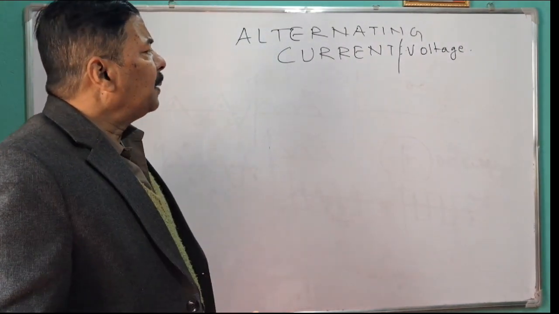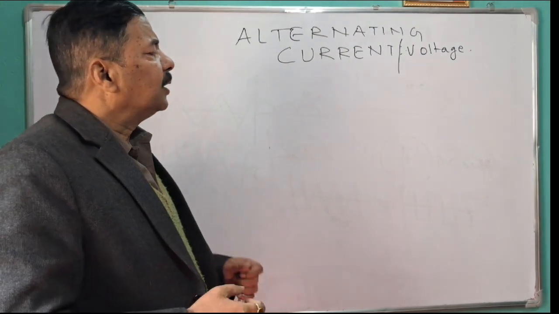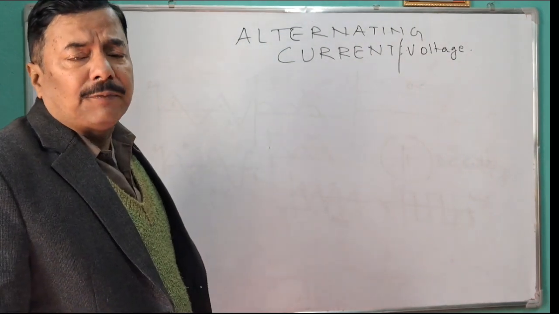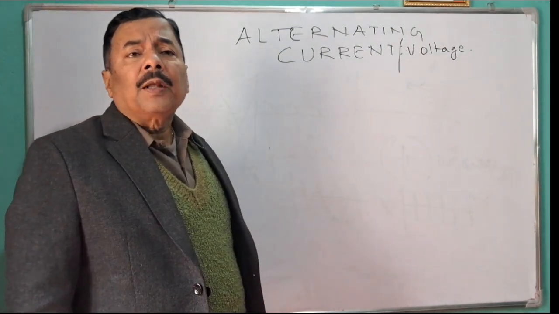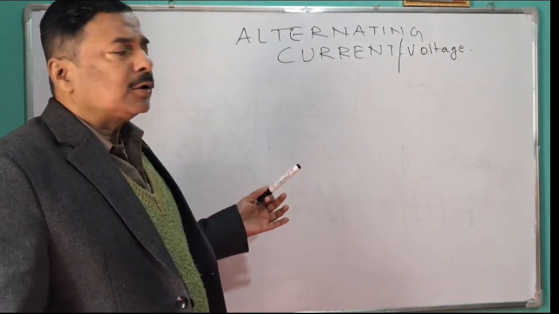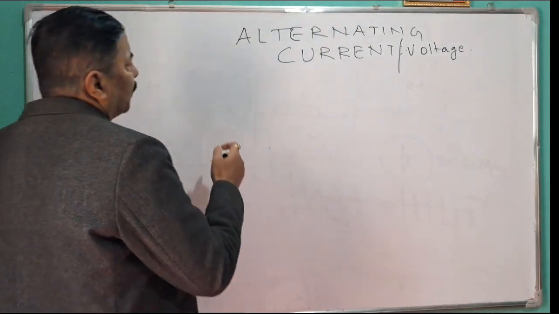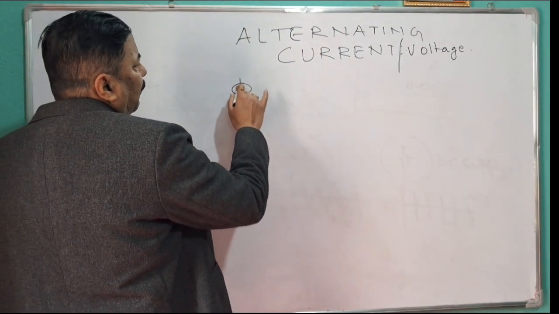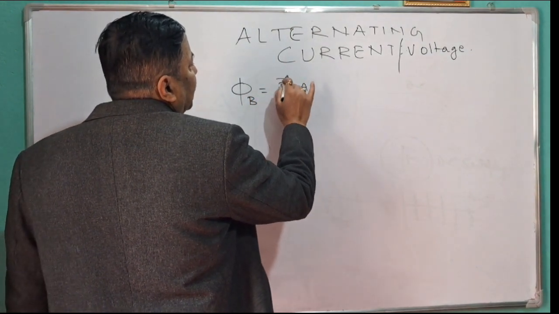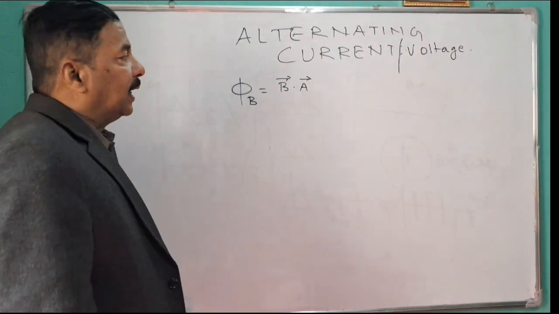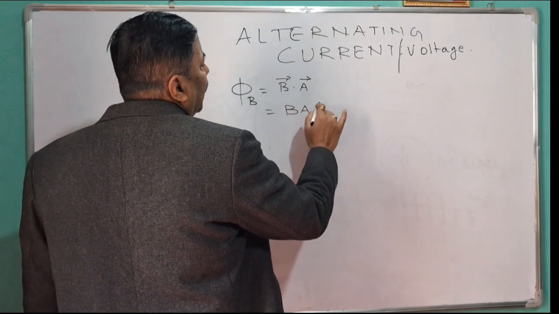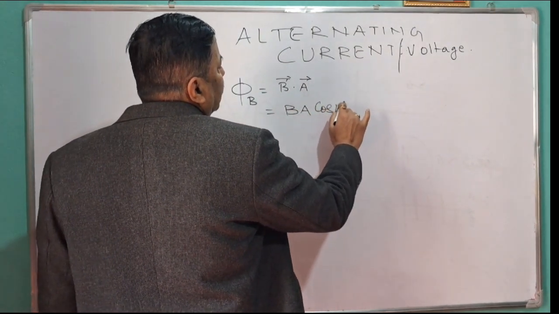Now the general representation of AC, in order to understand it, we will have to connect it with electromagnetic induction. It is basically part of the electromagnetic induction phenomenon, in which we have understood the magnetic flux. Magnetic flux phi B equals B dot A, where B is the magnetic field and A is the area. So it will give you BA cos omega t.